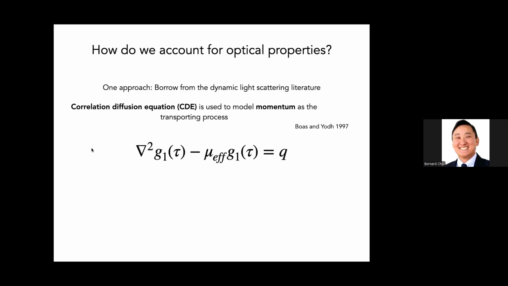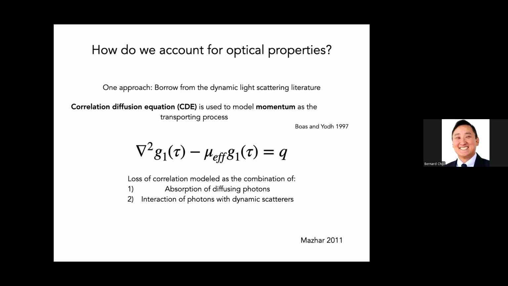In this case, instead of a radiance term, we're using the electric field correlation function. So we're having correlation transport. And we have this mu effective term, which is an attenuation coefficient. I think that was Vasan's lecture where he was talking about this. It has absorption and scattering inside it.